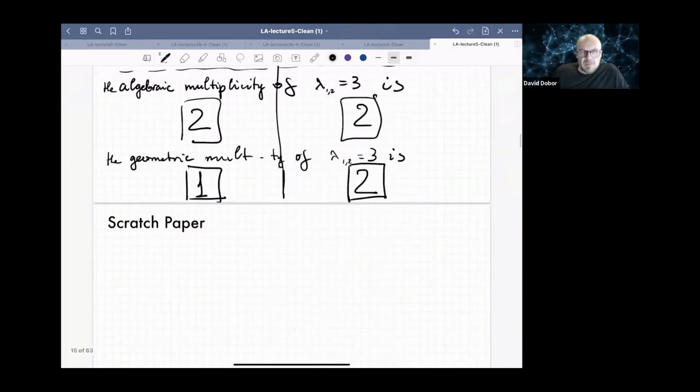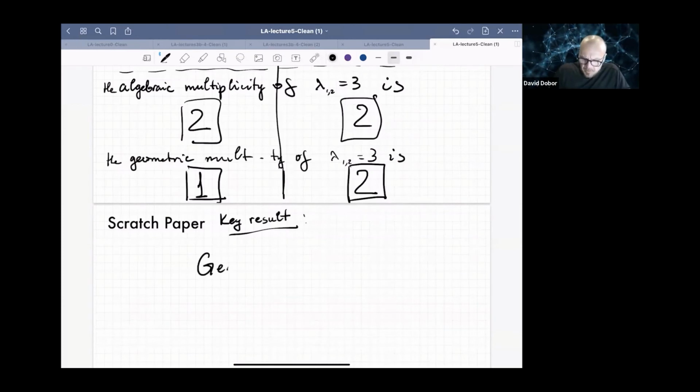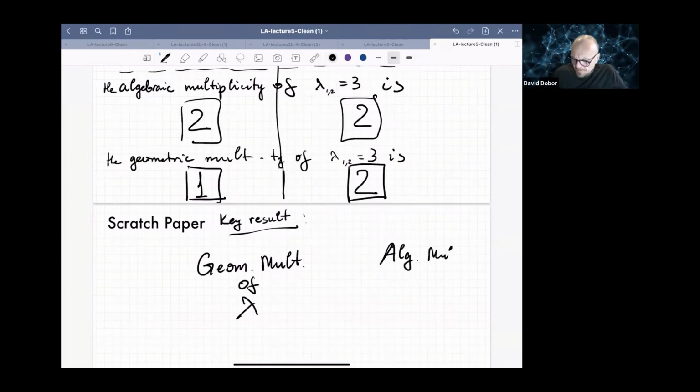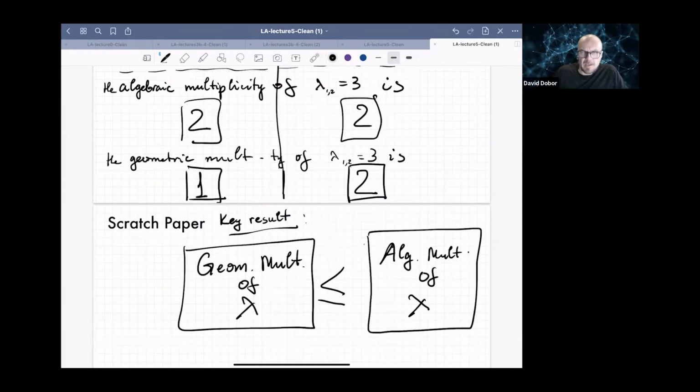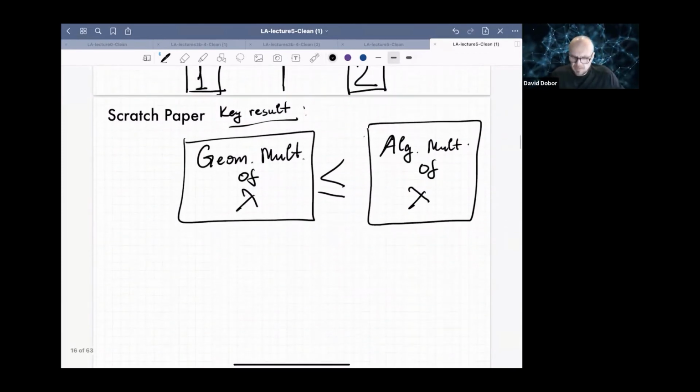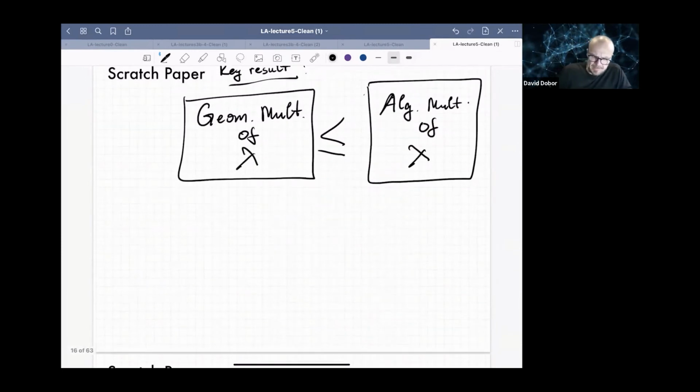Let's write this down. Key result, and I'll draw another picture in a minute. The geometric multiplicity of lambda and the algebraic multiplicity of lambda are related like this for any lambda, any root of the polynomial: the geometric multiplicity is at most the algebraic multiplicity. The nice case, which we're interested in for computational applications, is when the geometric and algebraic multiplicities are equal.